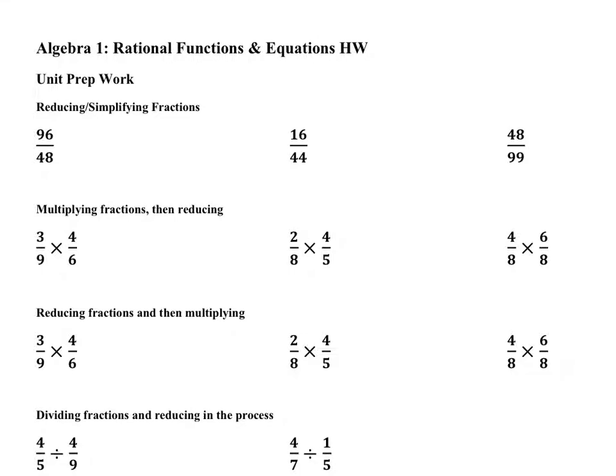So if you look at this one right here, we notice first of all that they are both divisible by 2. If I divide each by 2, I get 8 over 22, which is also divisible by 2. So our final answer in this case, reduced, would be 4 over 11.